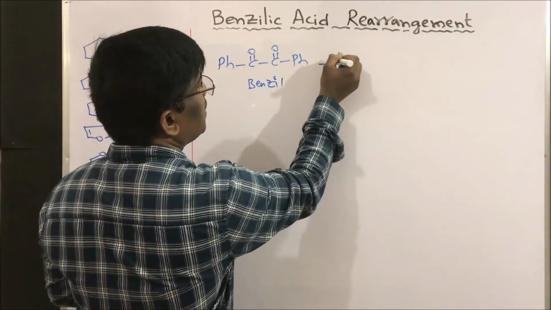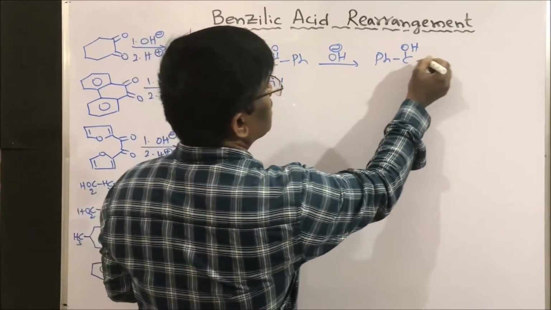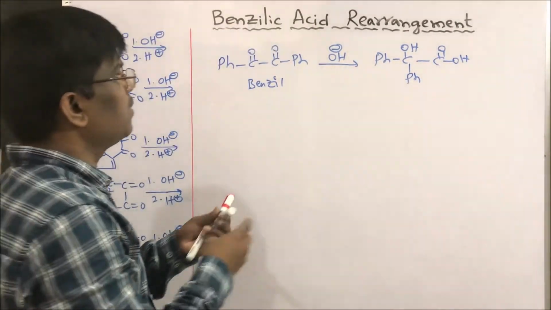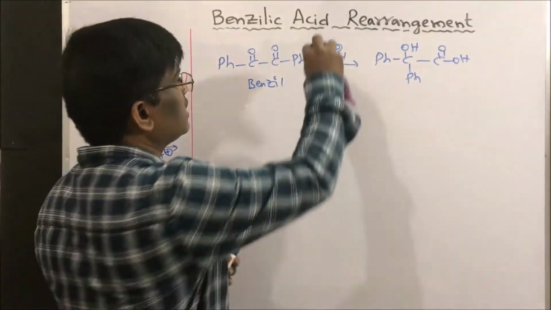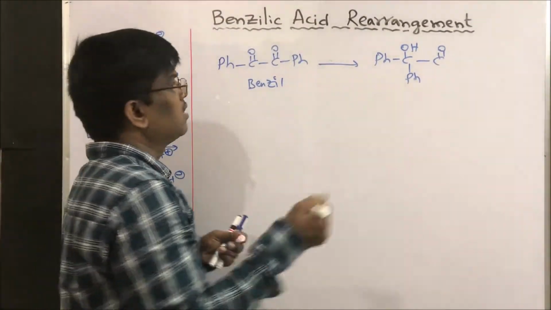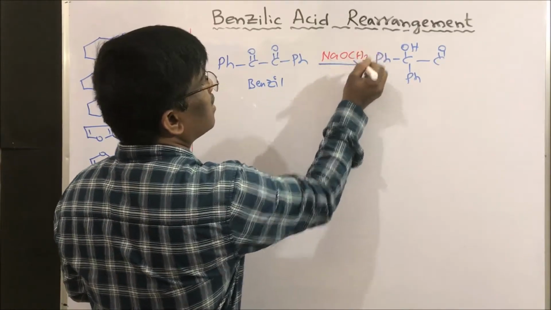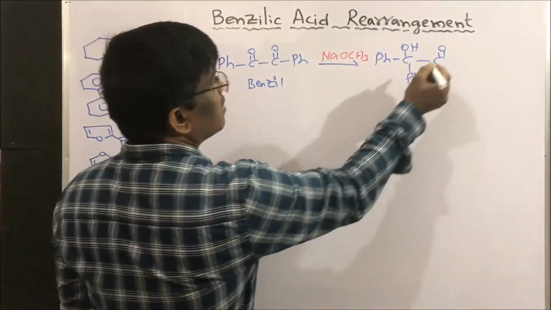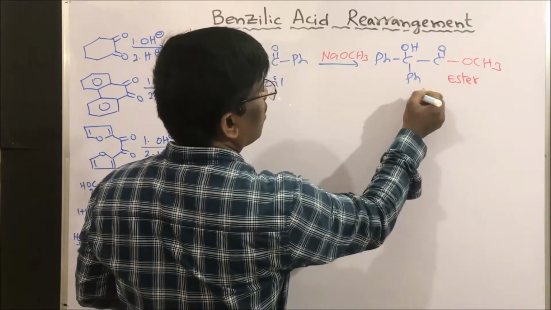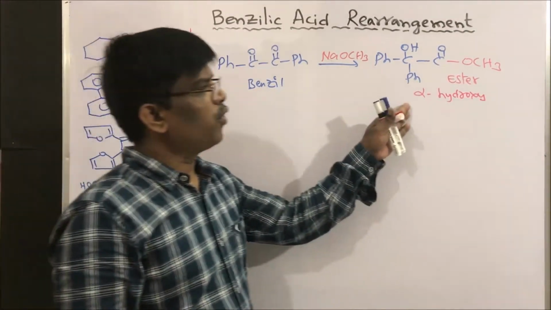So when I have used a base, what did I get? Phenyl, OH, COOH, and phenyl. But if, in place of this OH, I use sodium methoxide, for example, this is what I am going to get. This is an ester, an alpha hydroxy ester. I am going to get alpha hydroxy esters.